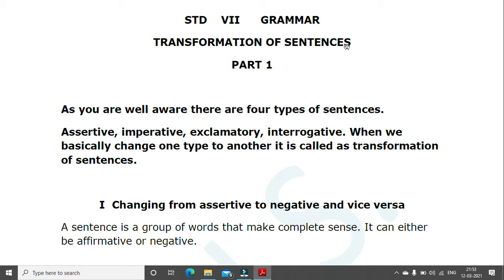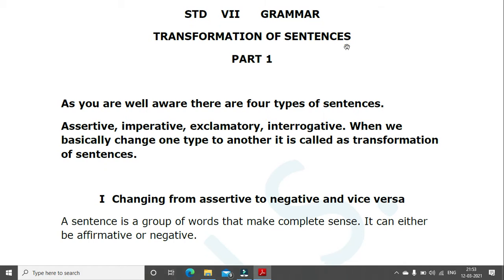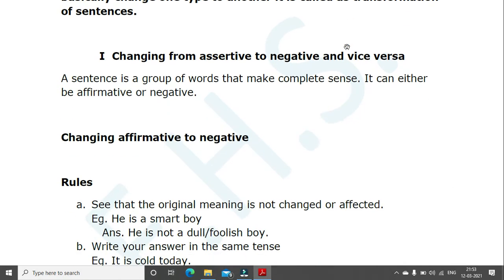So this lesson I've divided into three parts. So now this is the first part. So let's read. As you are well aware, there are four types of sentences: assertive, imperative, exclamatory, and interrogative. When we basically change one type to another, it is called transformation of sentences. Changing from assertive to negative and vice versa.